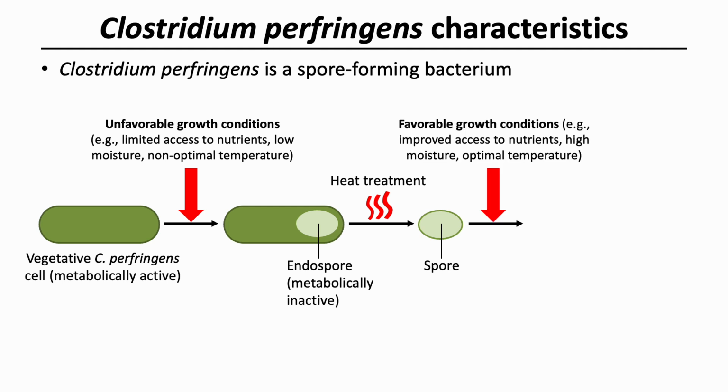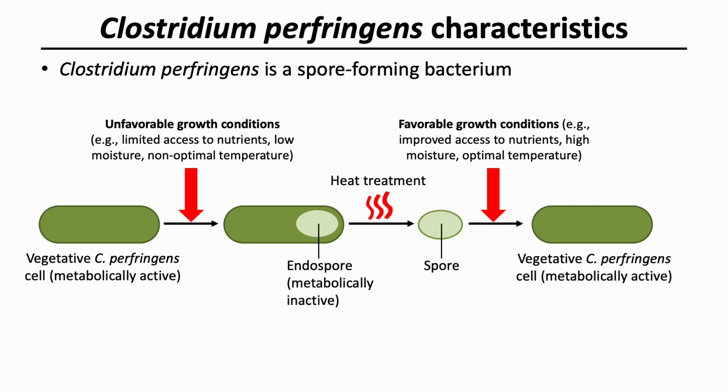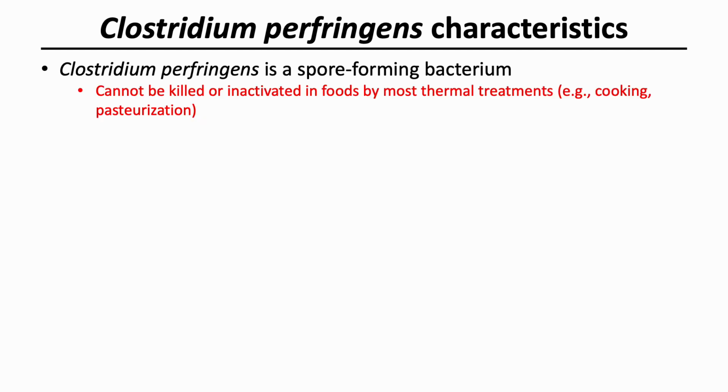Now, if this spore is later exposed to favorable growth conditions, for example, conditions with improved access to nutrients, high moisture, or temperatures that are optimal for C. perfringens growth, then it can germinate. This ultimately allows C. perfringens to transition back to a metabolically active state where it can once again grow. And so ultimately, what this means in the context of food is that C. perfringens cannot be killed or inactivated in food by most thermal treatments such as cook steps or pasteurization.